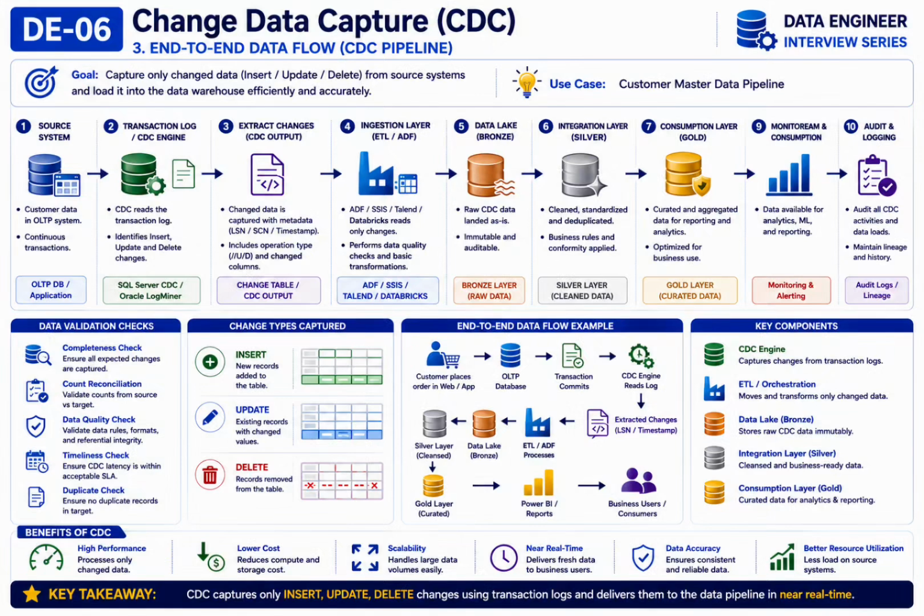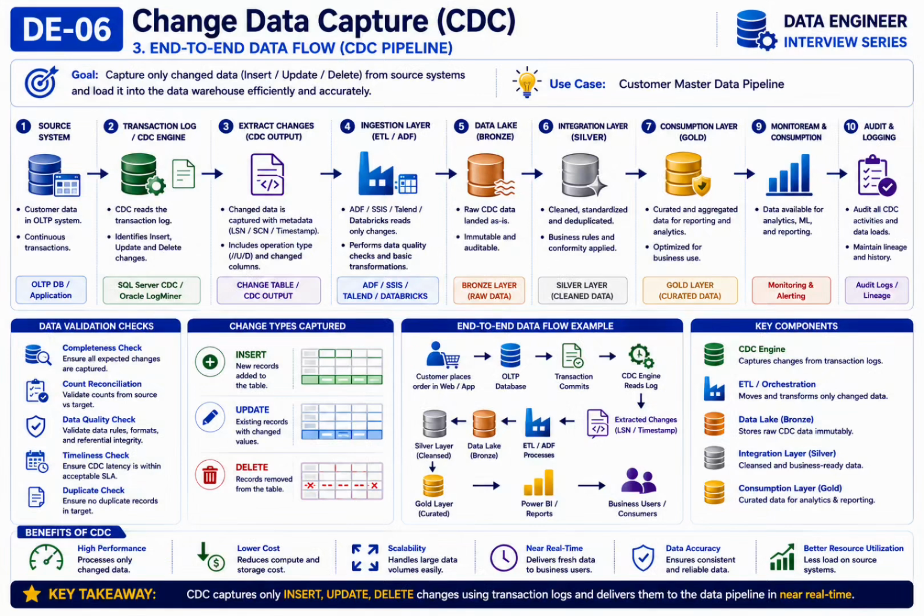Now the validation begins. Here we verify mandatory fields, business rules, duplicate records and data quality. After validation, the updated customer information is merged into the silver layer and finally published to the gold layer. Power BI dashboards then automatically display the latest customer information. Notice something important here.